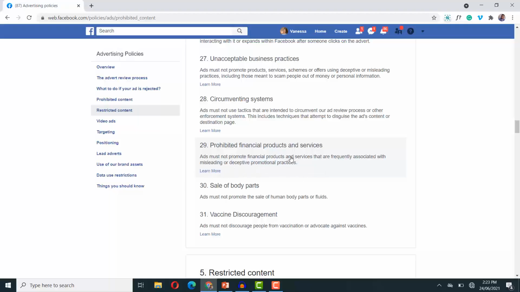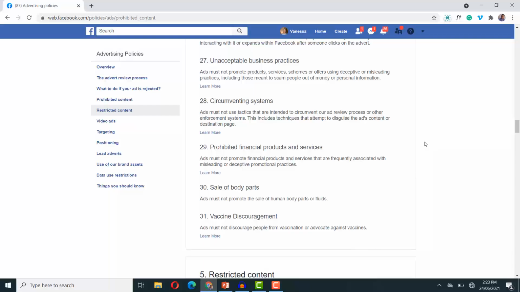All right, sale of body parts, of course, you can't promote that, or body fluids. Vaccine discouragement. You can't tell people not to take vaccines. That will be totally wrong according to Facebook's policy, even if you think it's right. Okay, so I'm not here to judge you. I'm just here to explain what's right with Facebook, what's wrong with Facebook. So these policies change from time to time. You want to make sure you keep an eye on them.